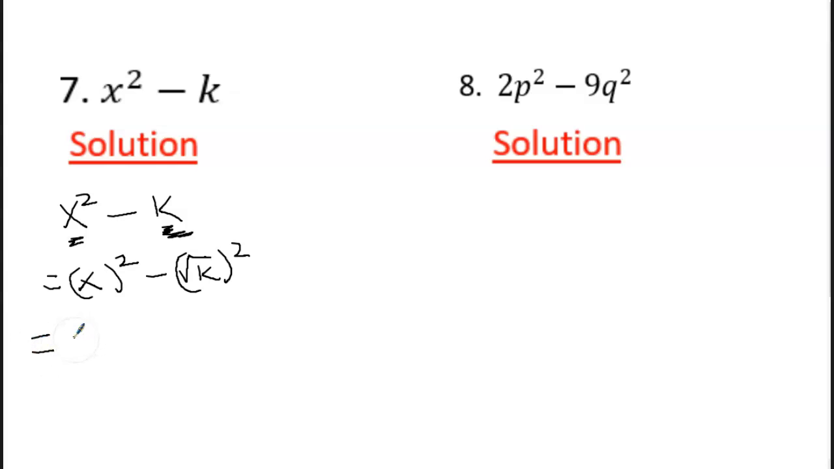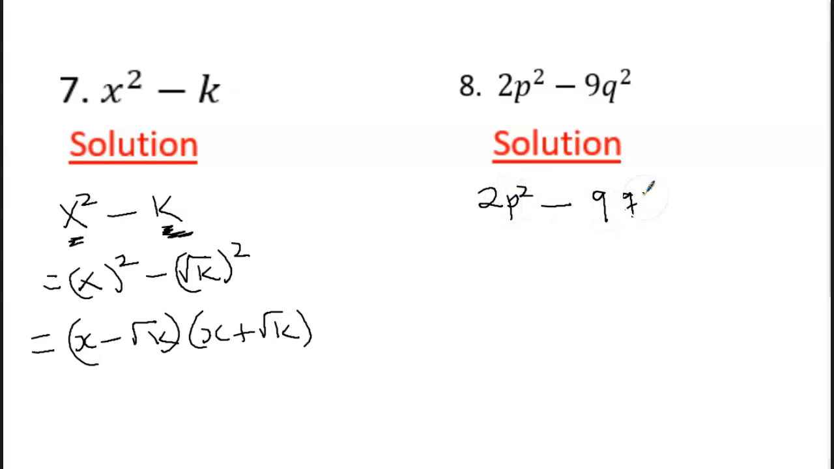So this time, you pick x minus square root of k in one bracket, and then in another bracket x plus root k. So we have the same situation for the last question. Same situation. So 2p squared minus 9q squared. So let's check. You first have to check, is 2 a perfect square? No. p squared? Yes. 9 is a perfect square. q squared is also a perfect square.